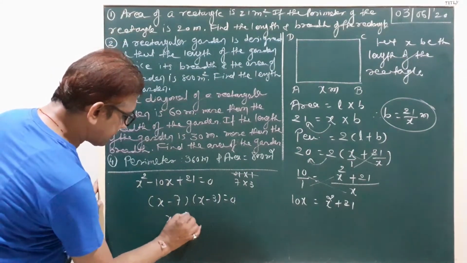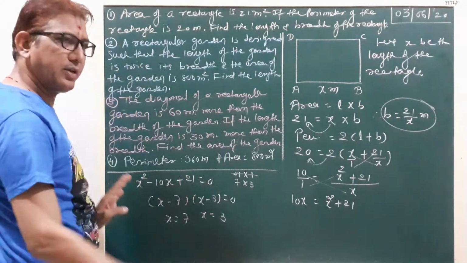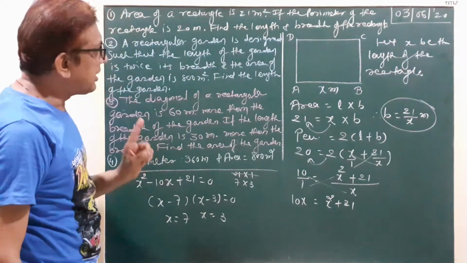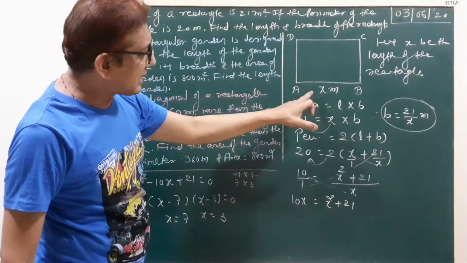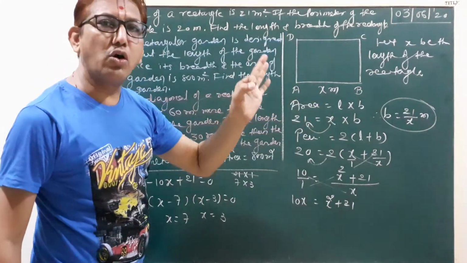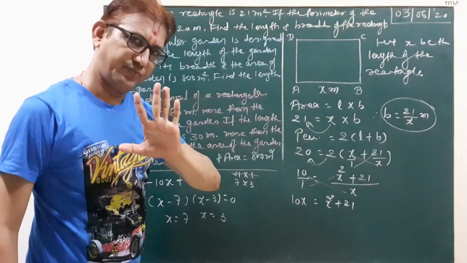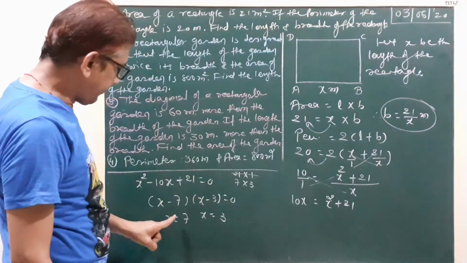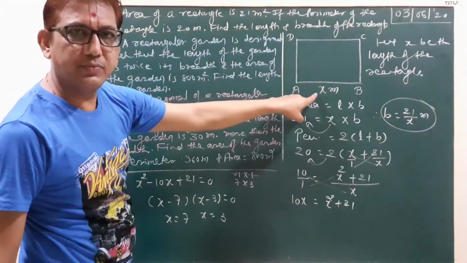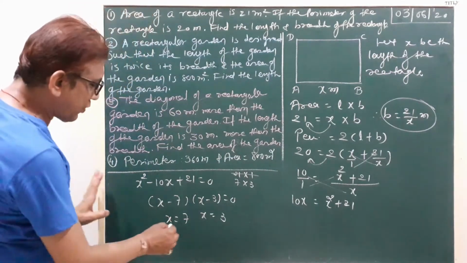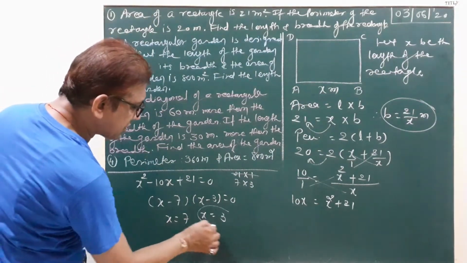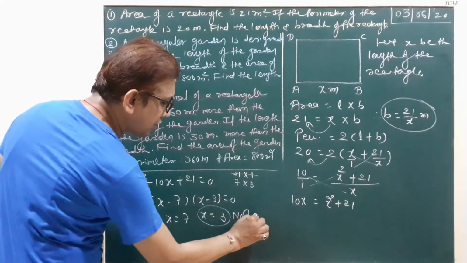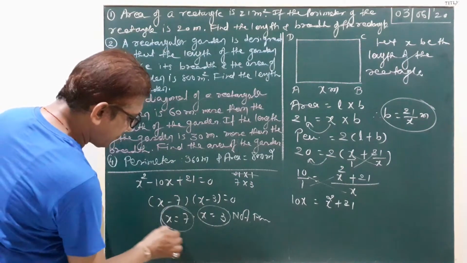So x equal to 7 and x equal to 3. But in our question, in a rectangle, length is always greater than its breadth. So here x we suppose is the length. So 7 is possible, that means 3 is not possible. Length equal to 3 meter is not possible. So our length is 7 meter.